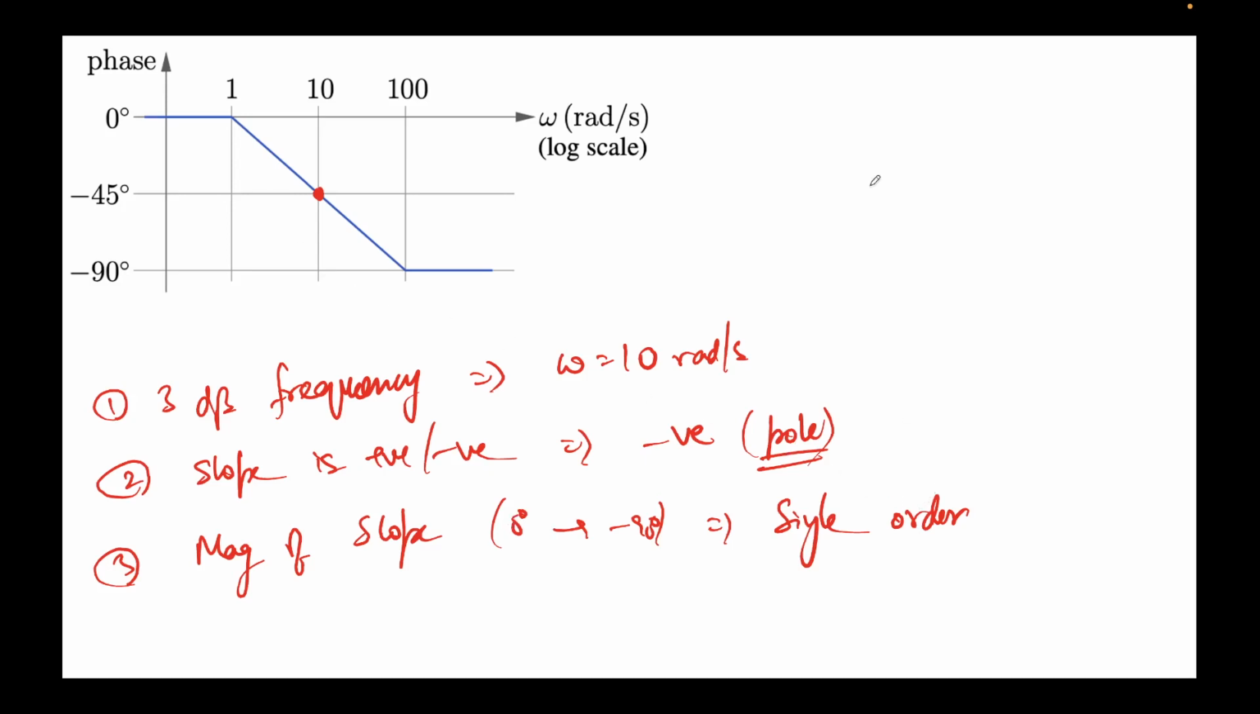Okay, so now using all this information, I can write that this is some constant k over 1 plus j omega over 10 raised to the power 1. Why 1? Because it's single order. Why denominator? Because it's a pole. And the value of omega naught, which we say is the 3 dB frequency, is 10, which I have noted over here. So this is the format that we notice. K over 1 plus j omega by 10.